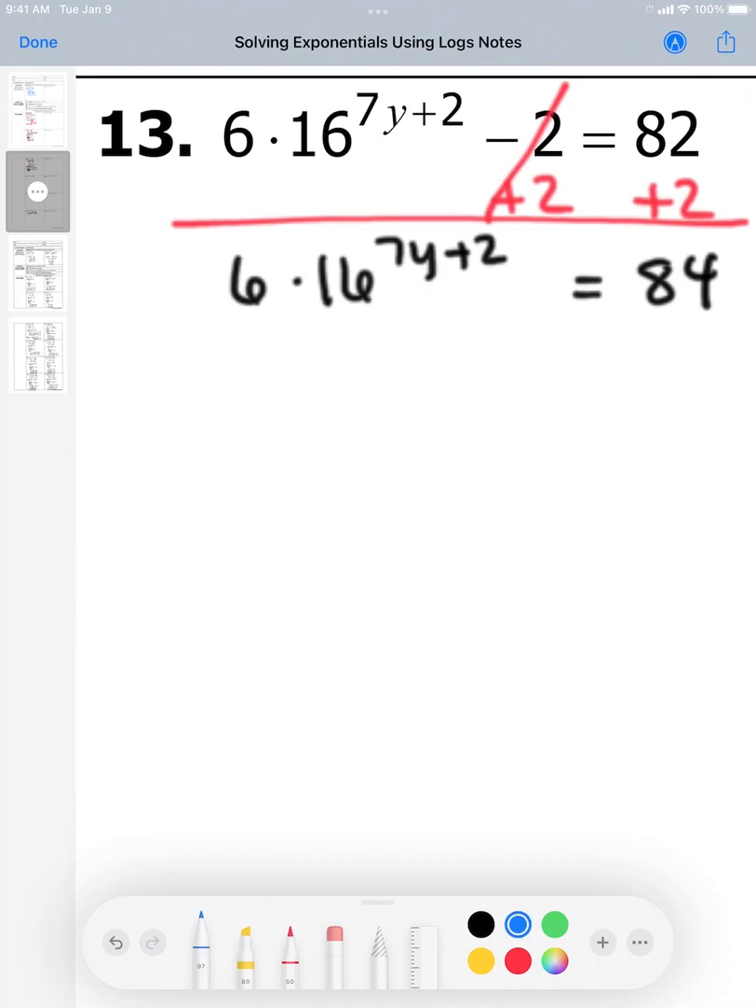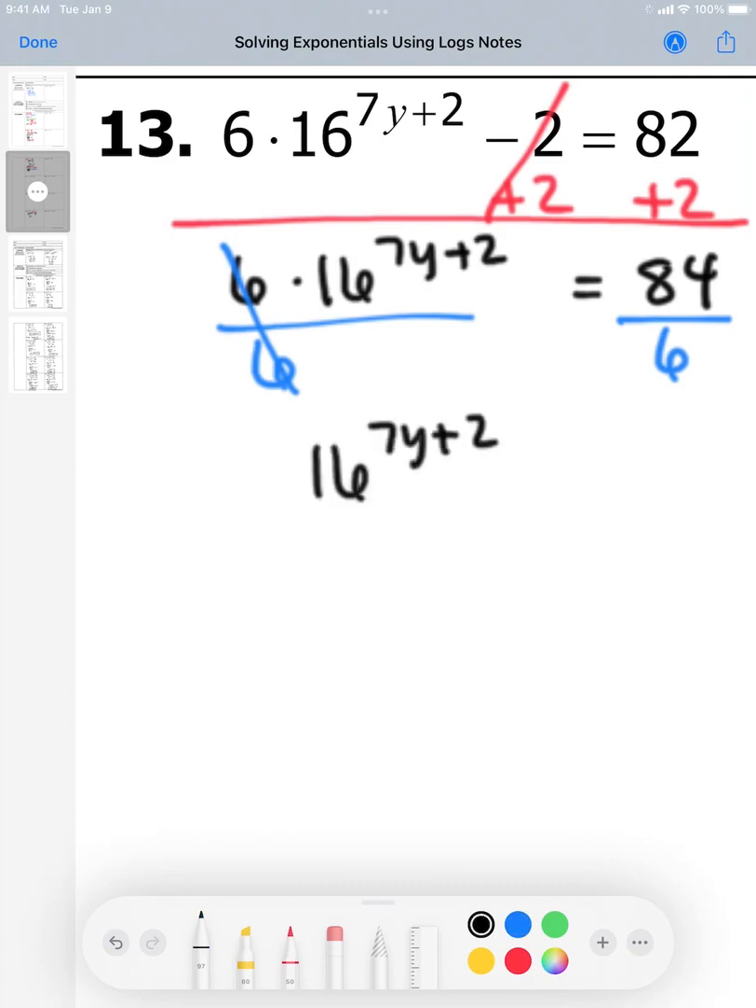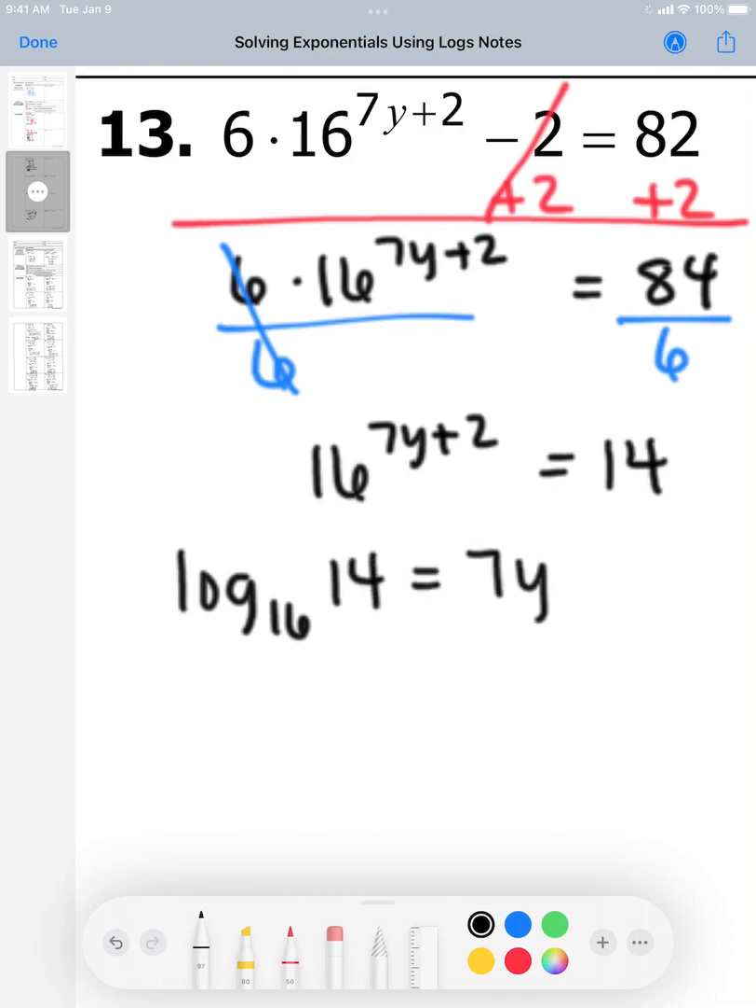Then I can divide. So you multiply and divide last. So I'll divide by that 6 to get rid of it, because I'm trying to get this in its simplest exponential form. And 84 divided by 6 gives me 14. Okay, now that I have this in the most simplified form, now let's change it to a log. So log, the base here is 16, the number on the other side of the equal sign is the 14, and the exponent is 7y plus 2.